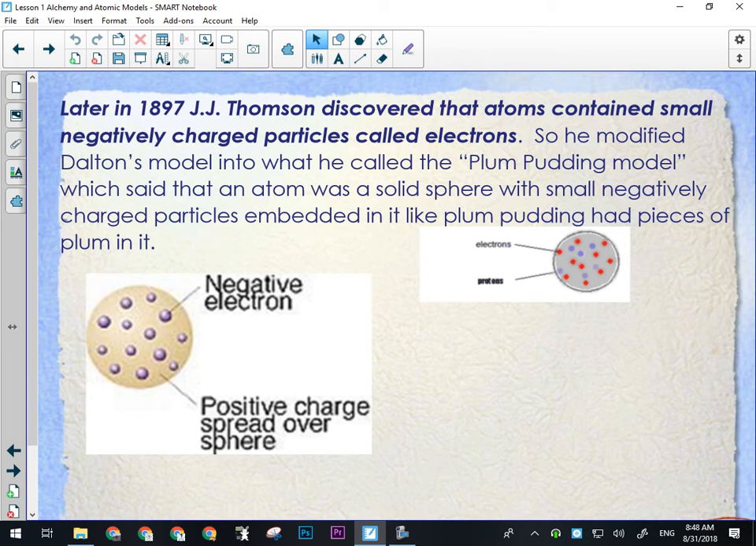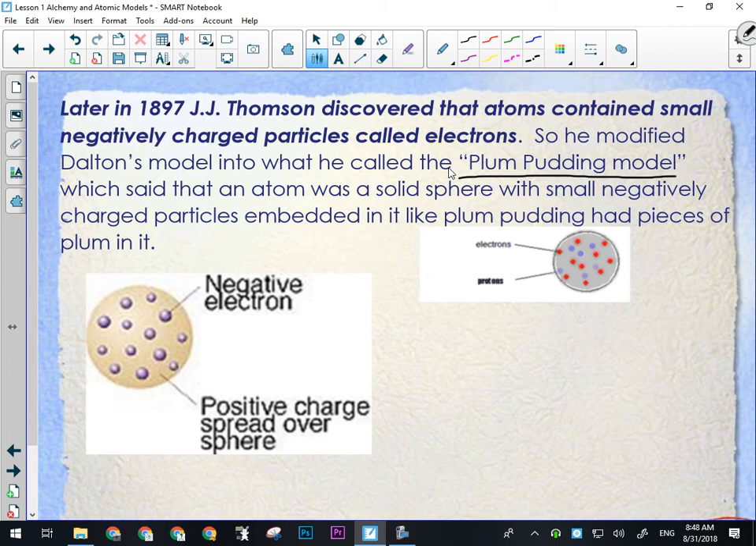J.J. Thompson is the guy who discovered electrons, and as a result, he came up with the plum pudding model, saying that yes, I'm still going to keep Dalton's solid sphere, but there are these electrical particles that are loosely embedded on the surface, and they can fall off in a reaction, and that's what causes electric currents. At the time, it was a logical conclusion.